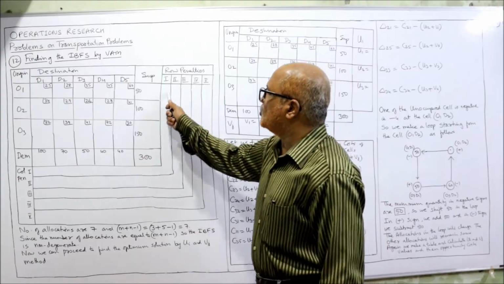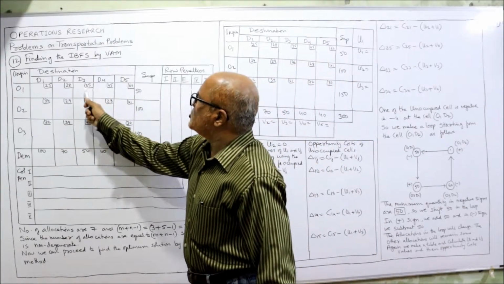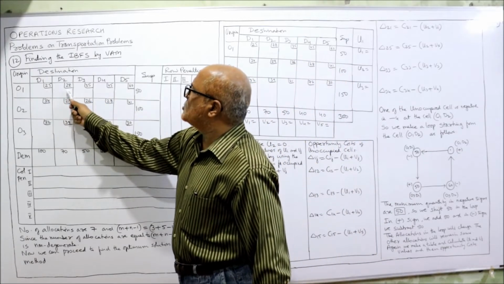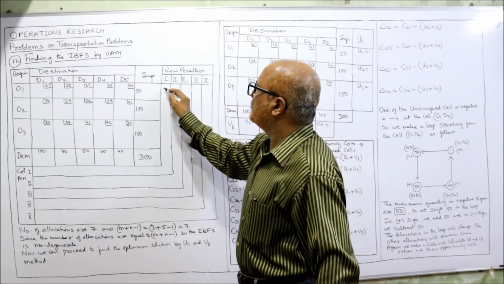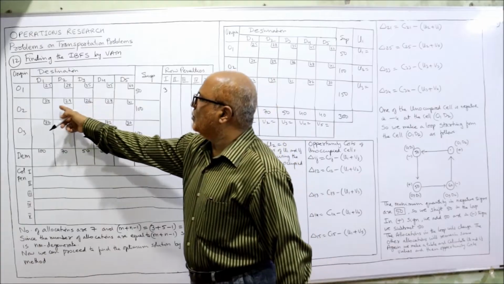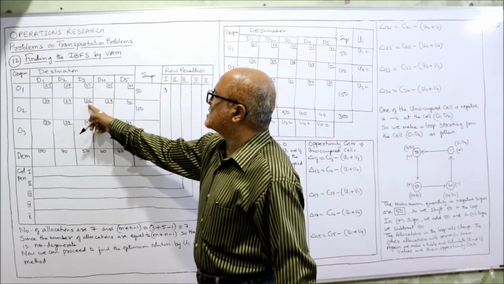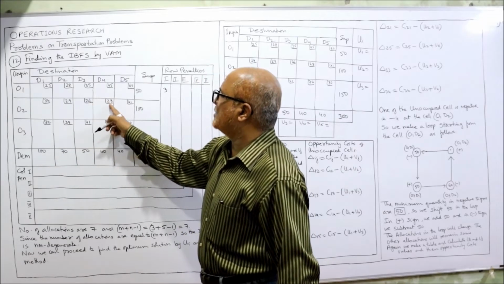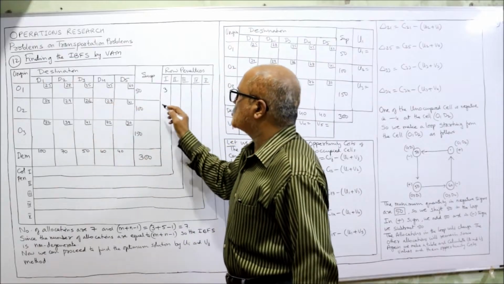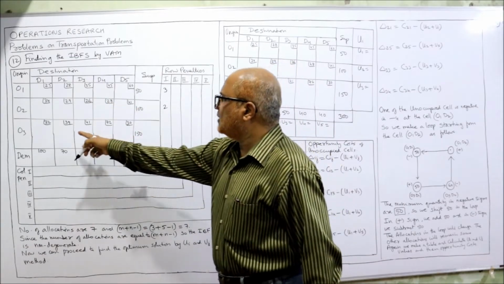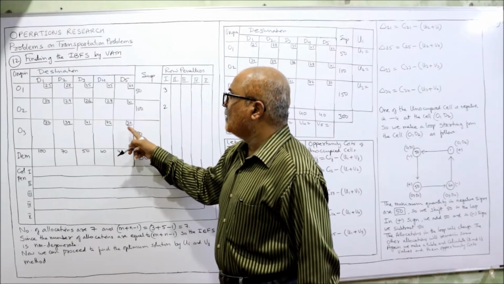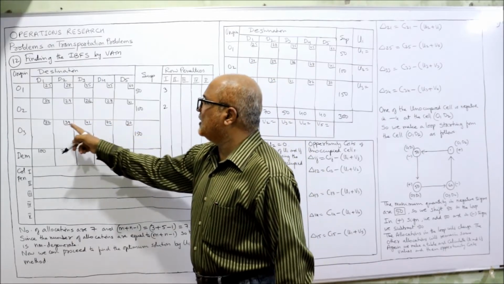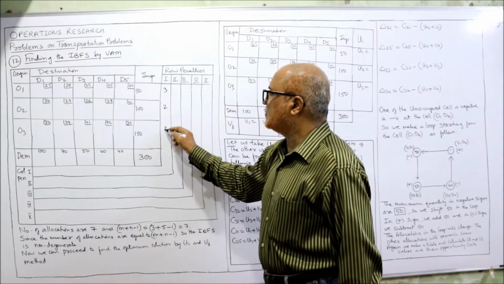First row, the minimum is 25. Next minimum is 28. So 28 minus 25, 3. The next row, minimum is 26. Next minimum is 28. So 28 minus 26, 2. Third row, minimum is 30. The next minimum is 32. So 2 is the difference.